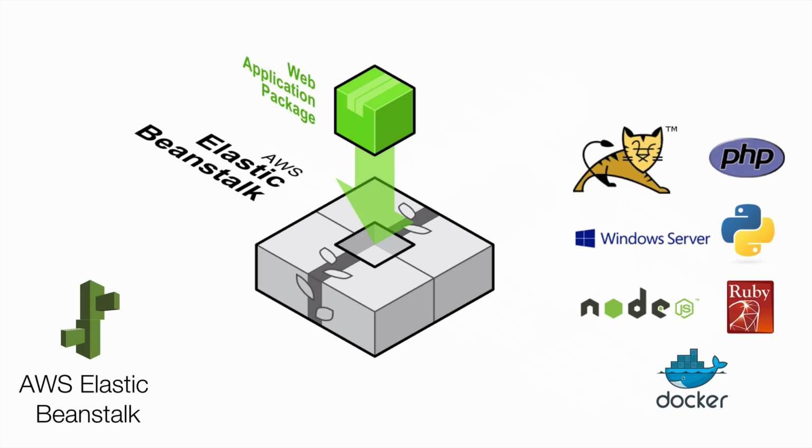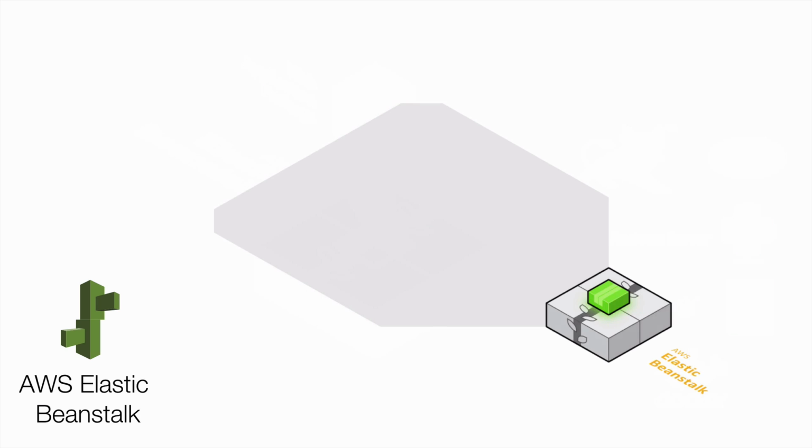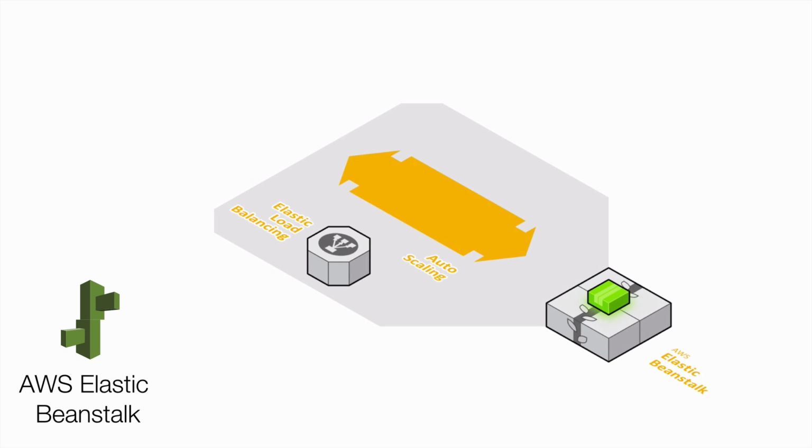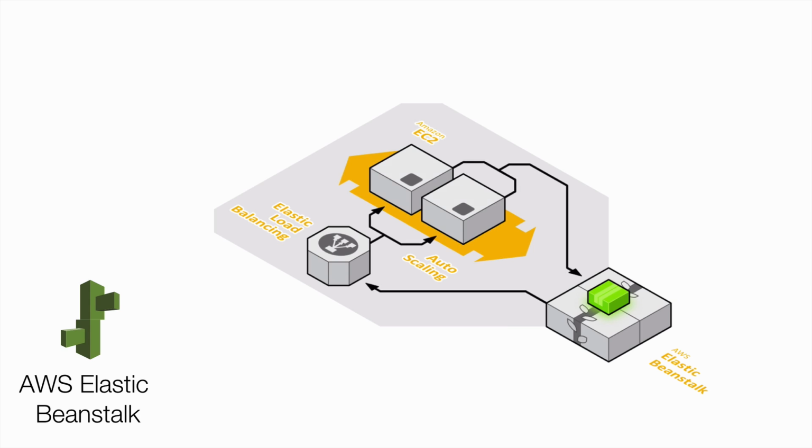And earlier last year we also announced support for Docker containers within Elastic Beanstalk. And what this allows you to do in essence is to create all of the resources that are required for you to execute your application, your web application. So it might be elastic load balancing, auto-scaling groups, EC2 instances. Once these resources have been created, they'll then be controlled by the Elastic Beanstalk environment, and you can release versions of your application into that environment.